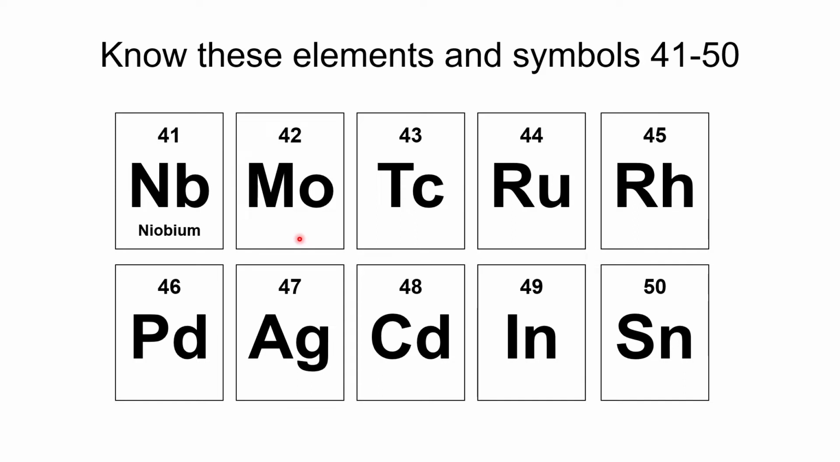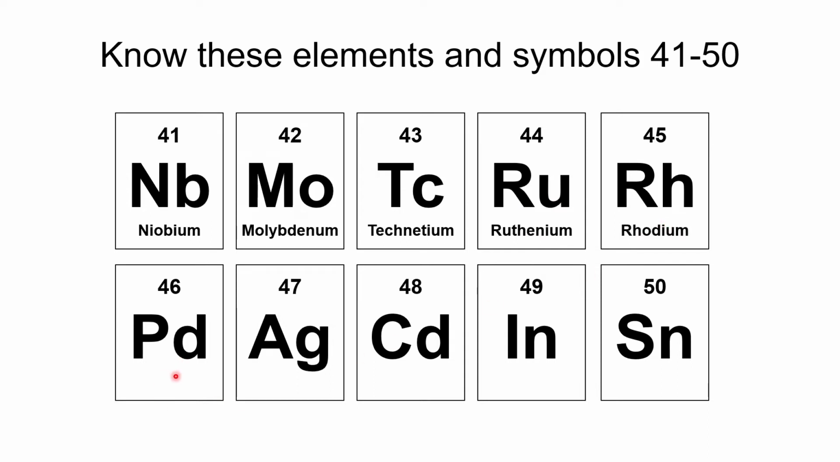Mo is called molybdenum, my favorite element to pronounce, molybdenum. Tc is called technetium, and it is not a naturally occurring element. It turns out that all the isotopes of technetium are radioactive, and so it does not occur in nature. It just doesn't show up in any significant amount in the Earth's crust. Next one is ruthenium. All right, rhodium.